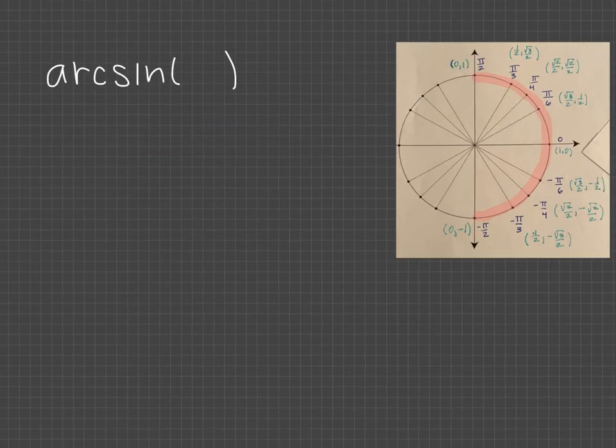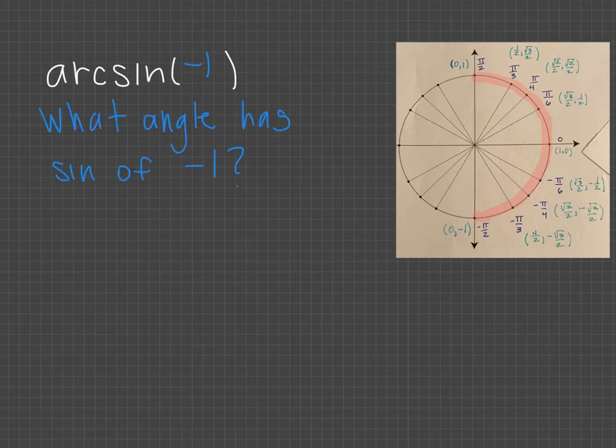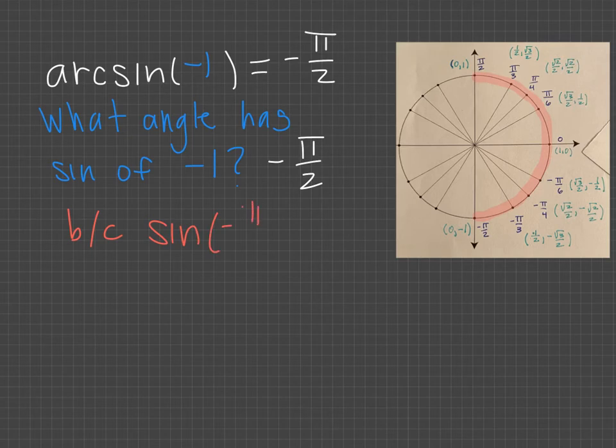Let's find the arcsine of -1. That means we are asking the question, what angle has sine of -1? We look at our unit circle from negative pi over 2 to positive pi over 2, and we're looking for the y-coordinate to be -1. Well, that is right here at negative pi over 2. We have y-coordinate of -1, so the sine value is -1. So the answer to that is negative pi over 2.